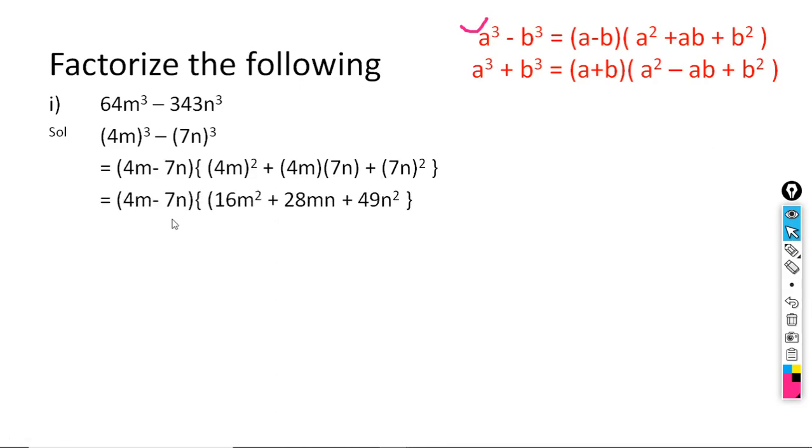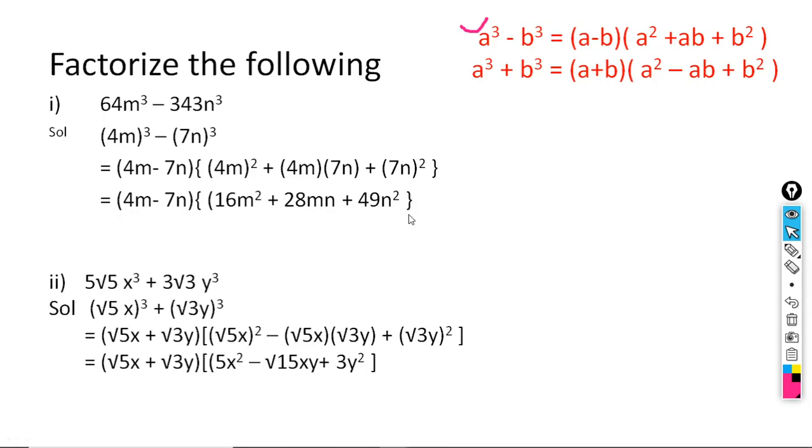By simplifying this further, we get (4m minus 7n)(16m square plus 28mn plus 49n square). Now this is the second problem we have here. This is 5 root 5 x cube plus 3 root 3 y cube.